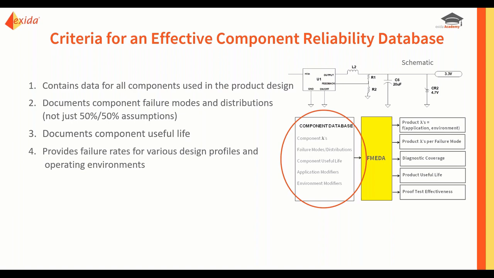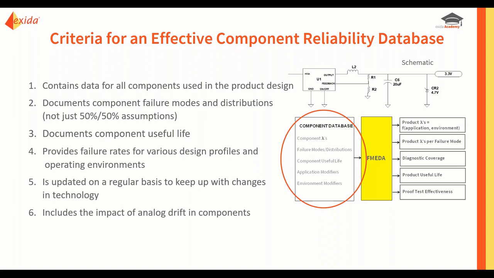What I mean by this is that when you use a database or a tool or a spreadsheet, one advantage is being able to change the operating environment that you are applying your analysis to. So whether it's subsea, sea level, rack mount or cabinet mounted type device, all the way up to high altitude, you need to be able to change the profiles accordingly so that the failure metrics will also change accordingly. The database needs to be updated on a regular basis to keep up with changes in technology. It needs to include more specific things like the impact of analog drift in components and the impact of integrated circuit soft error rates. And as I said, if you are designing a product for high altitude where the soft error rates might become more of an issue, this is something that needs to be accounted for in your database.